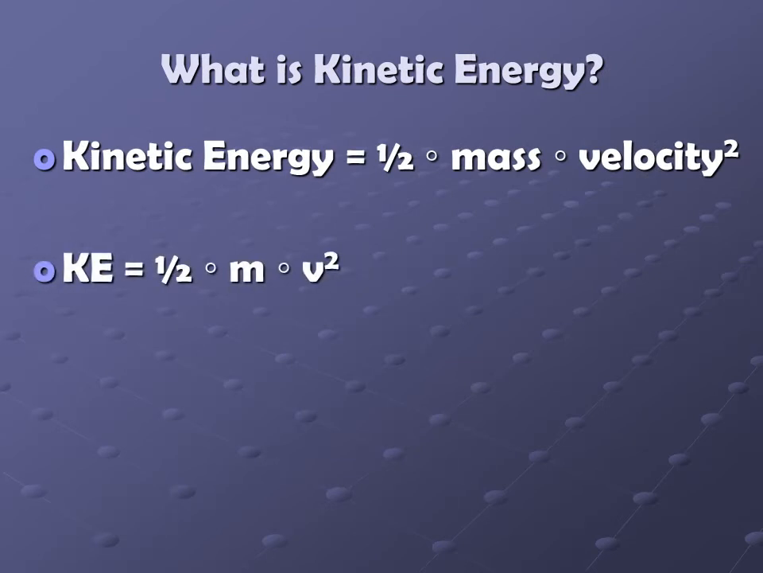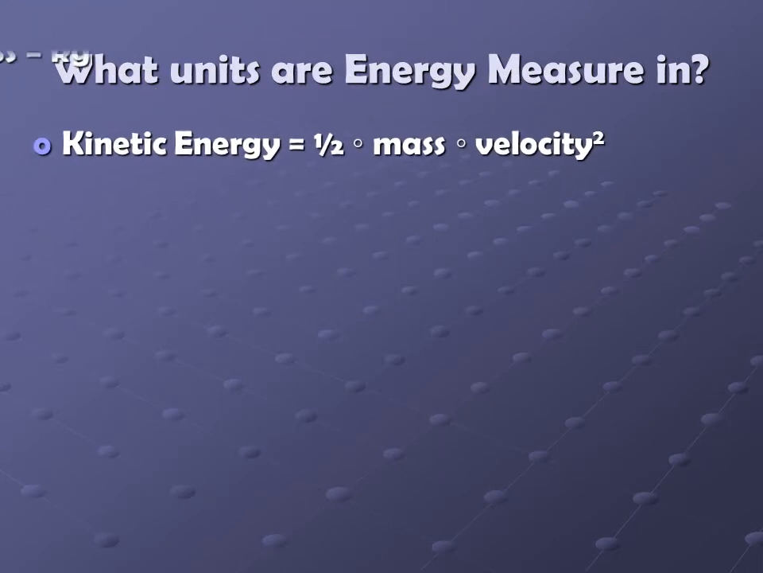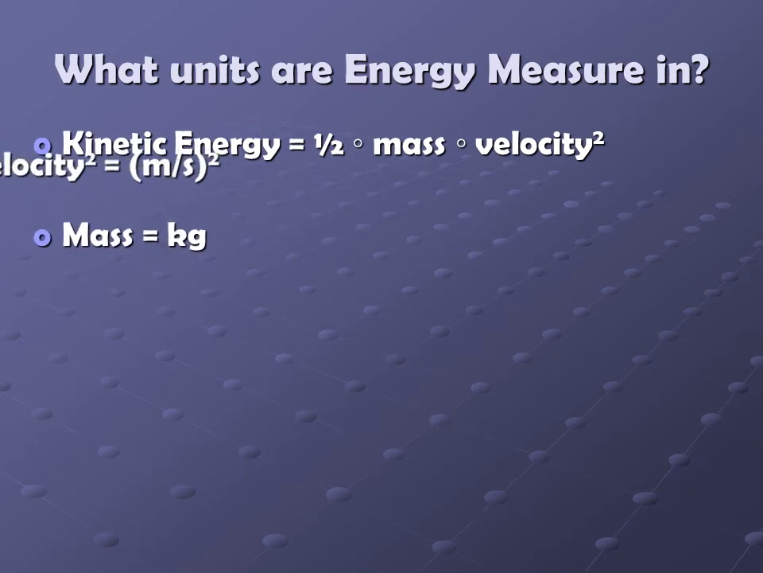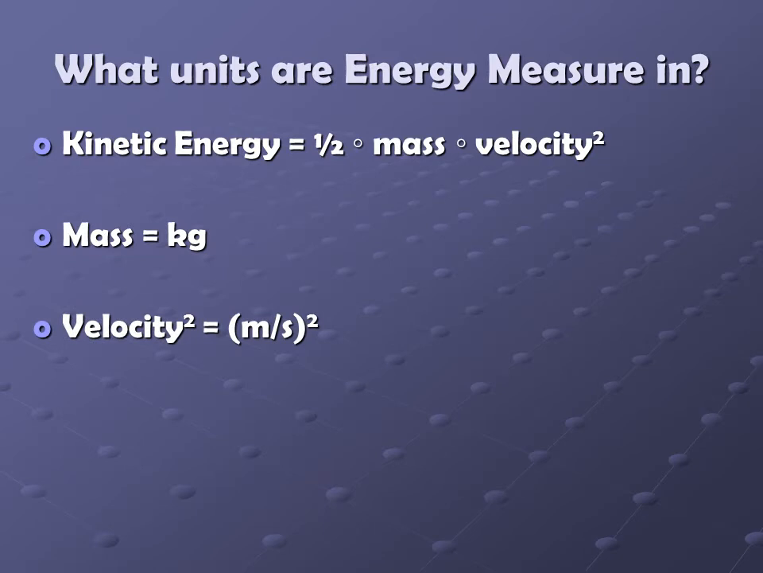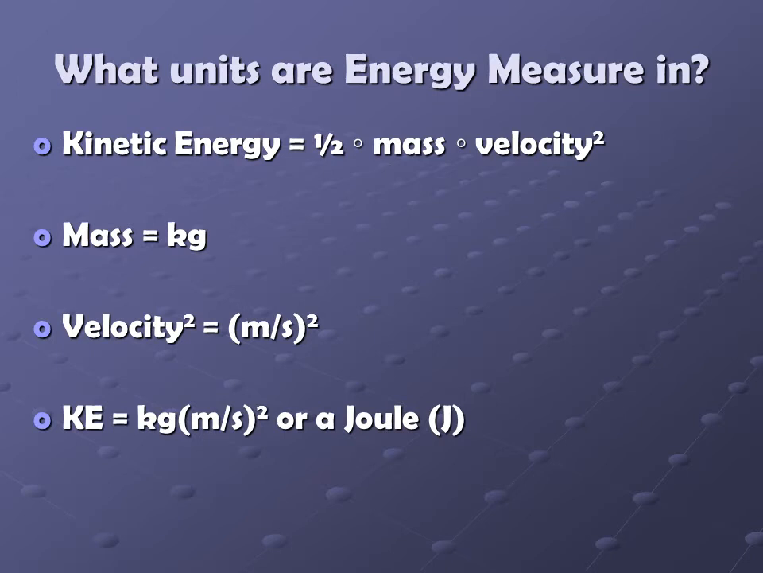So here's our equation, both in words and in symbols. Kinetic energy is 1/2 times mass times velocity squared. So what kind of units are we looking at here? Well, mass is going to be measured in kilograms always. Velocity is going to be measured in meters per second. And velocity squared, then we'll have those units squared. And so units for energy, it's going to be both of those things smushed together.